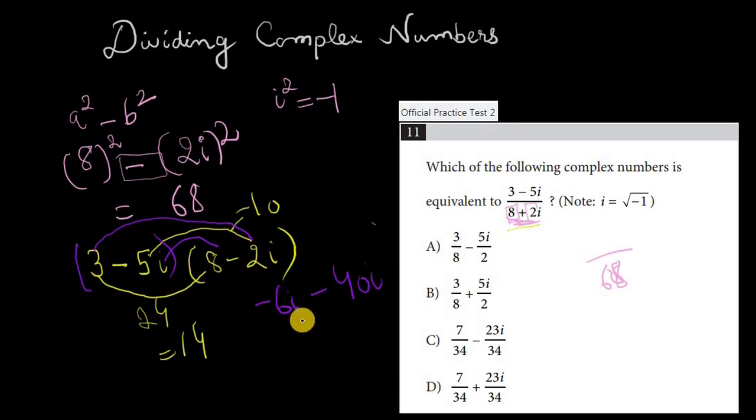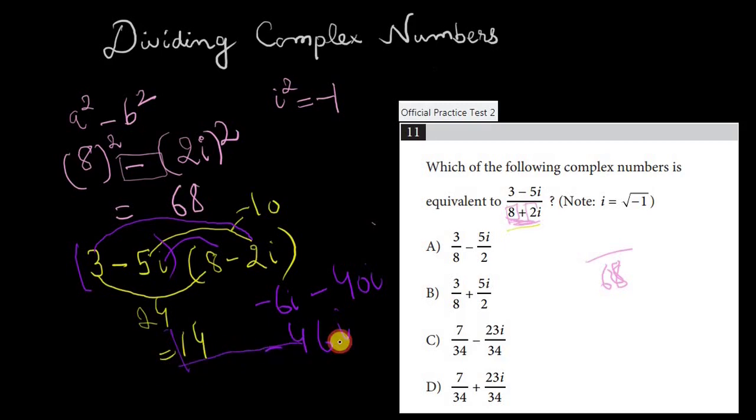And this one also is obviously going to be inside my head. I'm going to see this gives me negative 6, and this is going to give me negative 40, and in my head I'm going to add them together. That's going to give me negative 46i. And obviously you can write the numerator and the denominator if you want to, but the calculation part can be done inside your head.